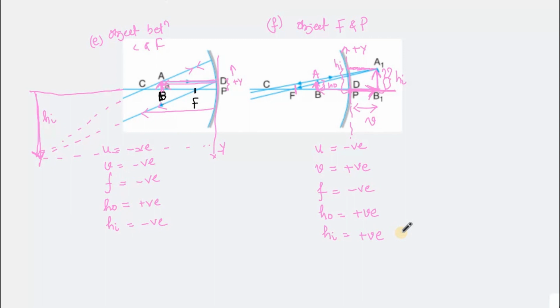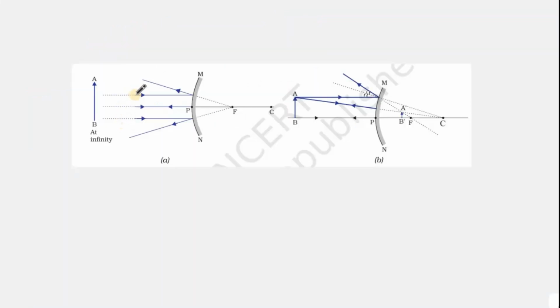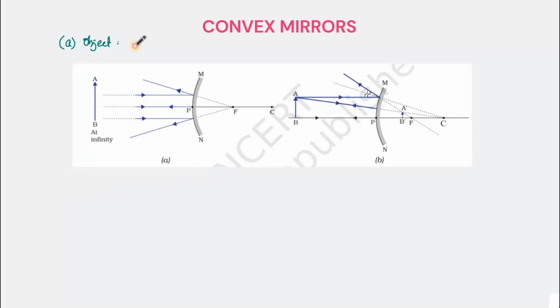So I hope you have understood this. Now let's come to convex mirrors. So this is a case when the object is at infinity, right? So here the object is situated to the left of the convex mirror. So to measure the object distance, we have to go towards the left starting from the pole. So our object distance will be negative.